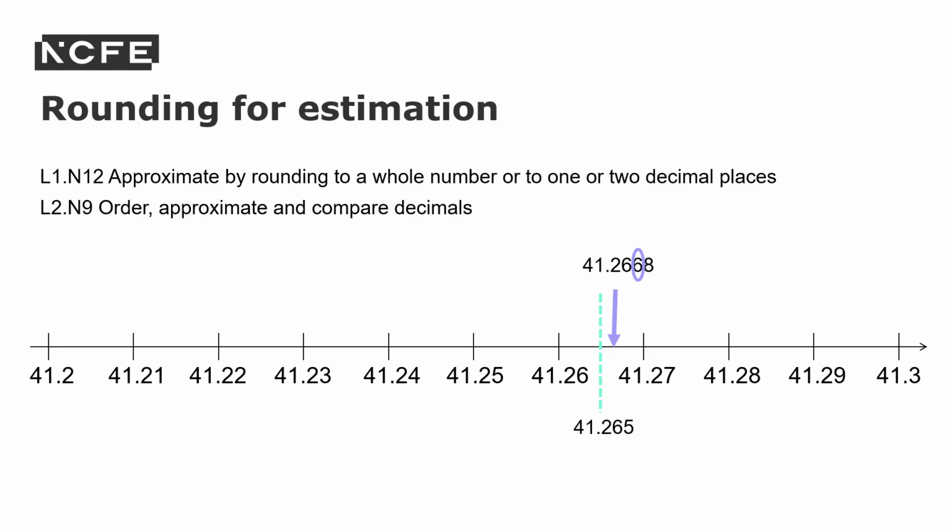So we don't need to write a number line every single time. We can just know that if it's 5 or above, we round up, and if it's below 5, we round down. In this particular instance, because a 6 is higher than a 5, we are going to round up to 41.27.